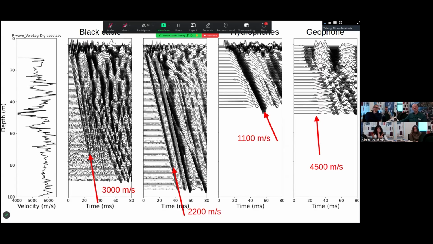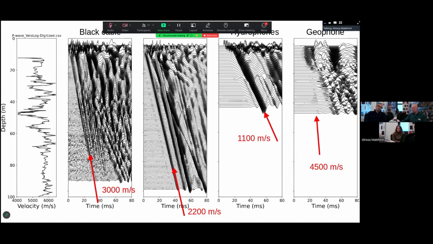And this is a bit worrying, that we can get such high amplitudes on a wave propagating down the cable. And the reason this one propagates faster is because the black cable is stiffer than the blue cable. So I think this explains it.